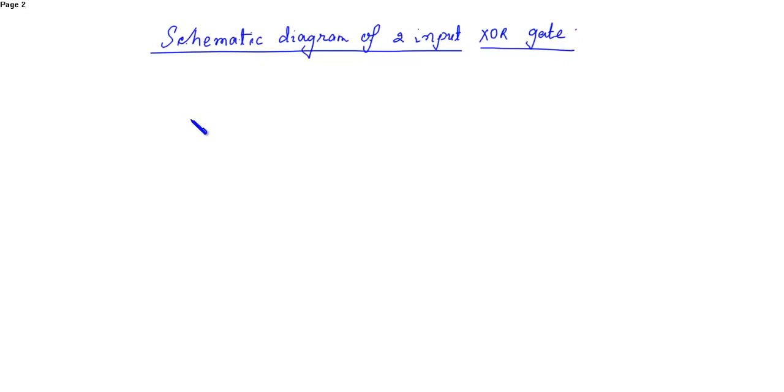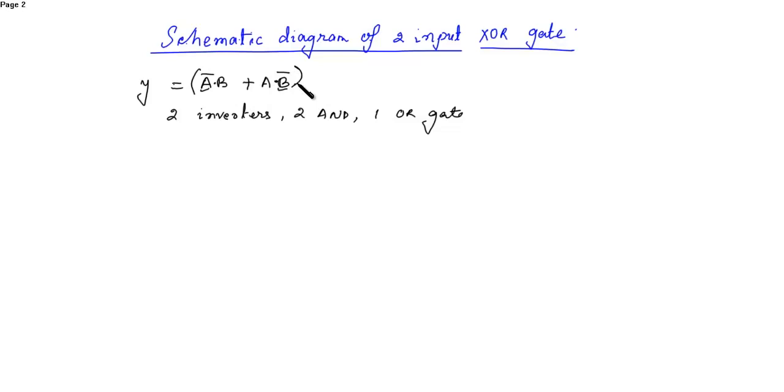Now if we go by the function of a XOR gate, that is Y is equal to A bar B plus A B bar, here we need two inverters, two AND gates and one OR gate. 2 AND for getting A bar B and A B bar, and 1 OR for this whole function.